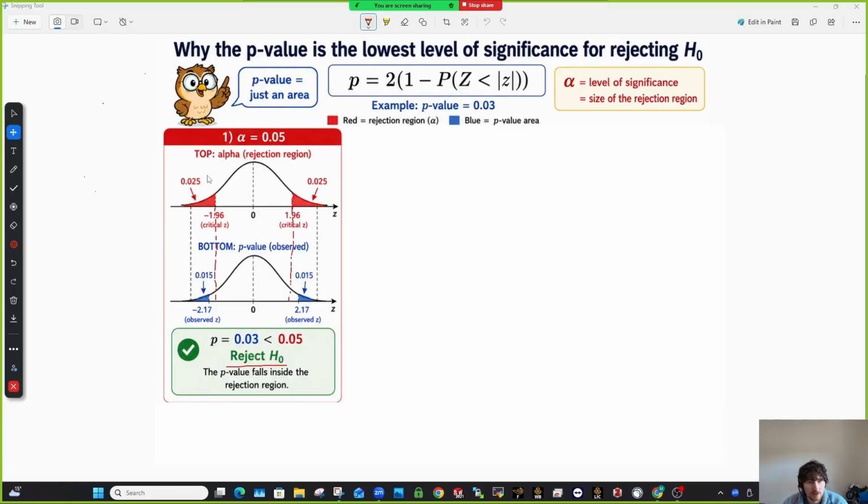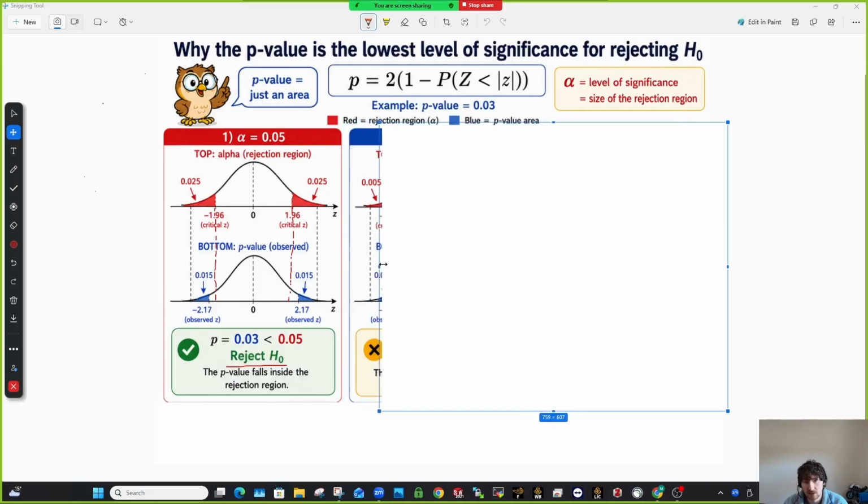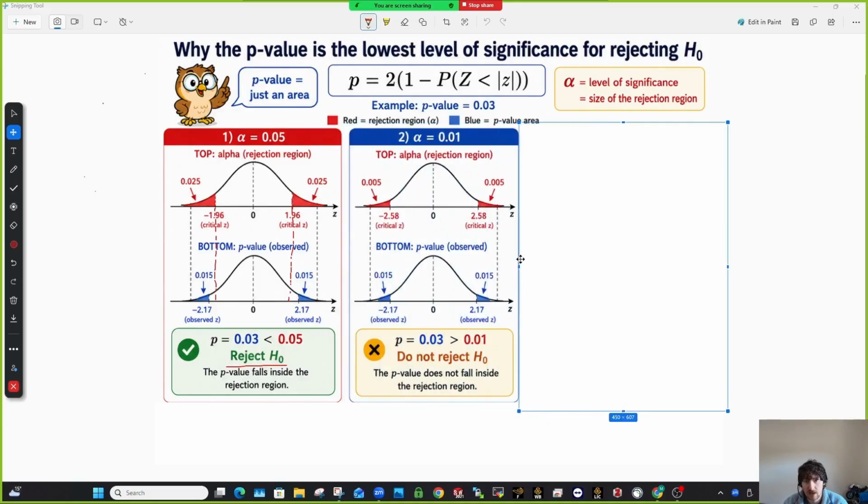So then let's do another one. There's another type of test that we do. Well, we don't do it on the Leaving Cert, but they do it in real life. They do 99% confidence intervals, okay? And those will be done at the 1% level of significance. So we can see an example here where alpha is 1%.